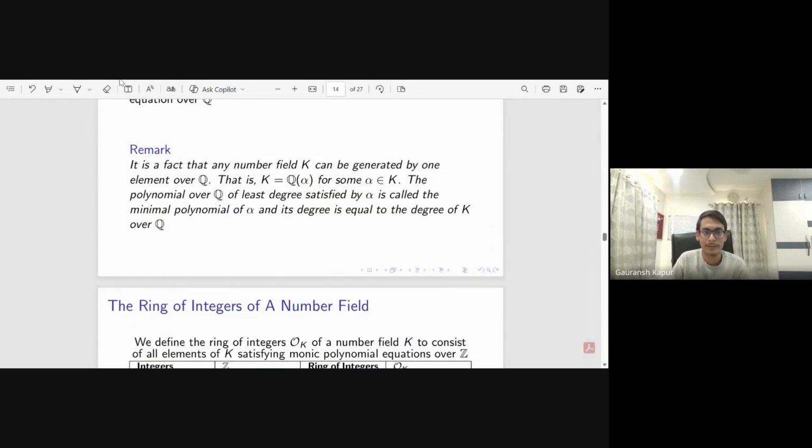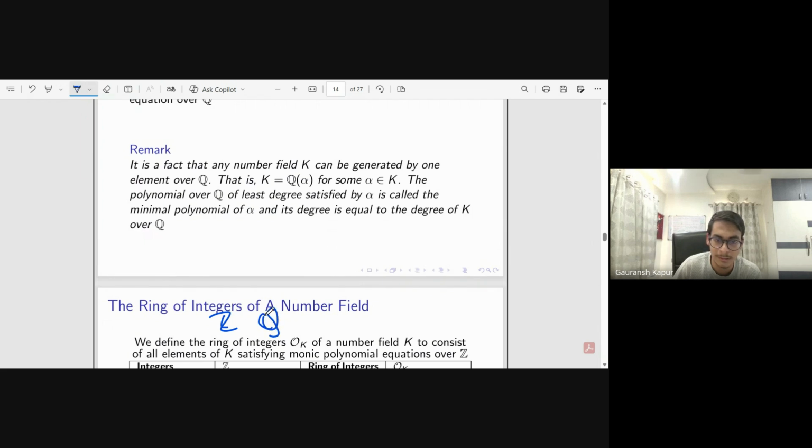So the motivation for this kind of definition is that you have the integers sitting inside the rationals, and we want to get some set inside this number field K which is similar to the behavior of integers inside rationals. So what we want is, any integer satisfies this polynomial x minus n equal to 0. So any element of this should satisfy some sort of integer polynomial. That is what we want.